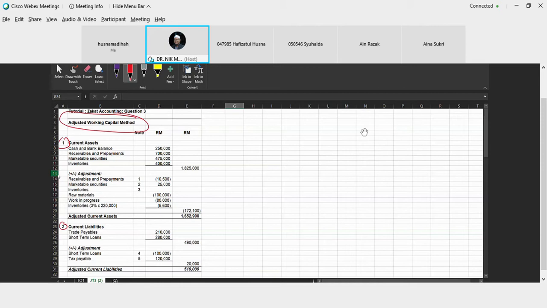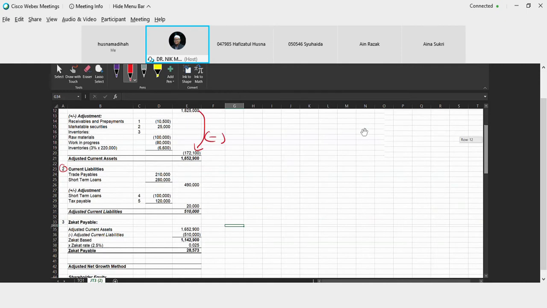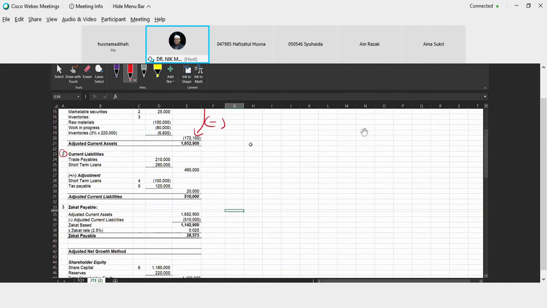Okay, so this one will be minus with this one, and then you need to go for the current liabilities part. In this section, you need to know how much the trade liabilities and short-term loans are. And if you have long-term loans, you need to exclude them. Okay, you need to exclude them.